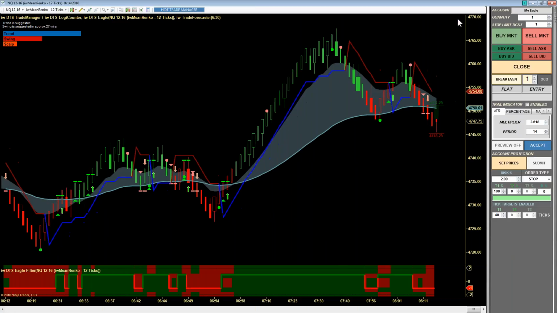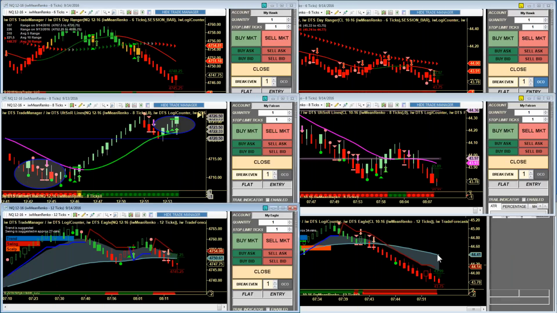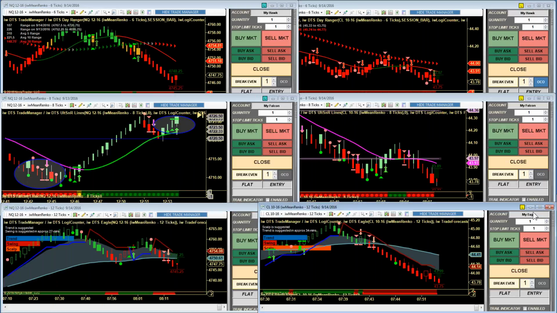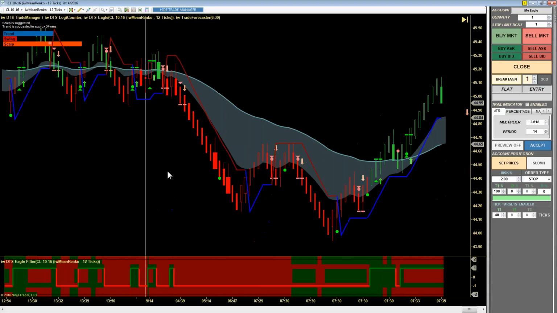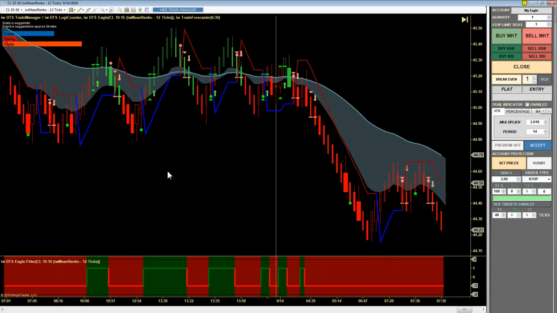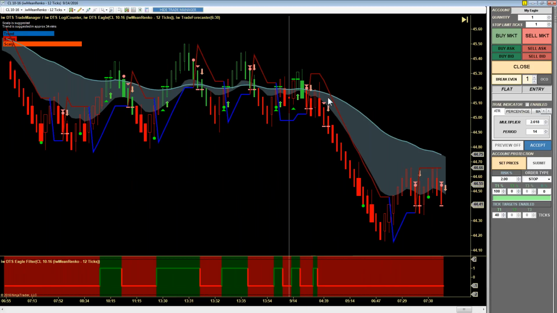In fact, I should probably look at this on crude oil because I don't think the NASDAQ has been very trend-like the last little while. Okay, with the Eagle, this band gives us our directionality. Whenever the market encounters the hard edge, we anticipate a reaction.